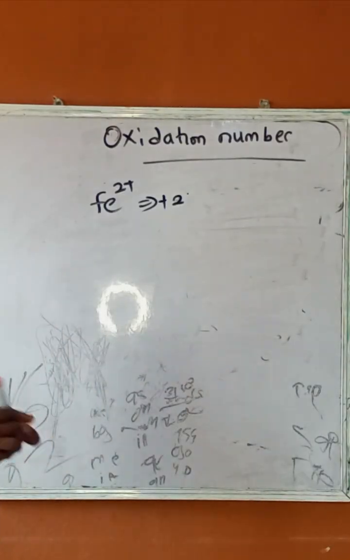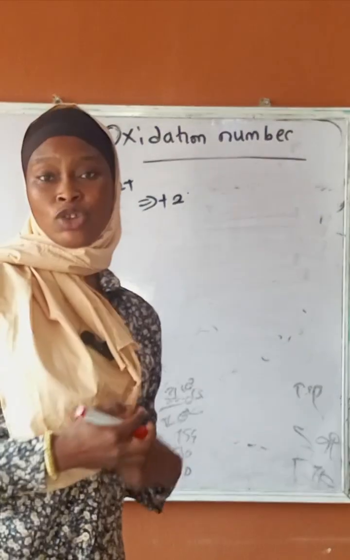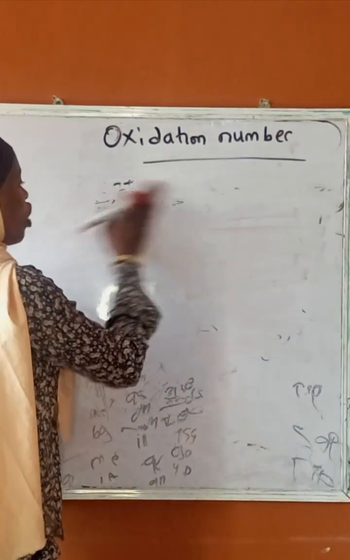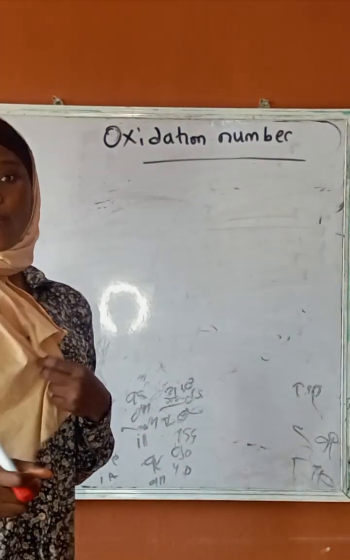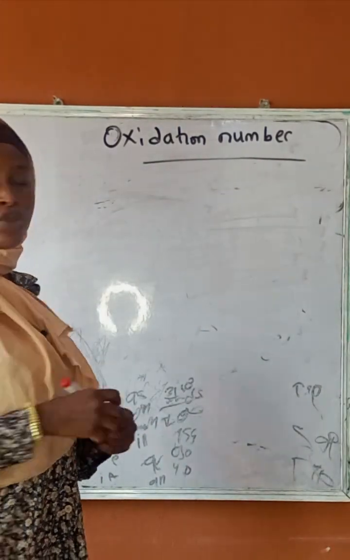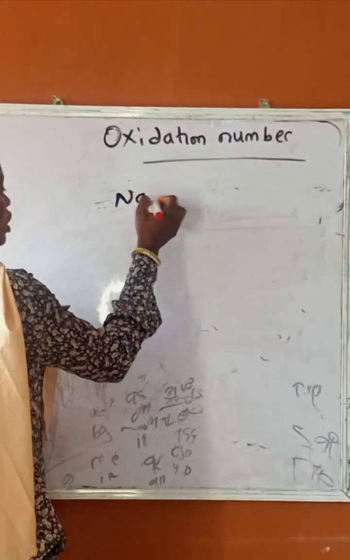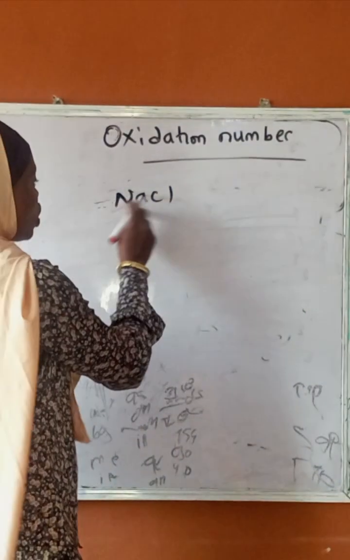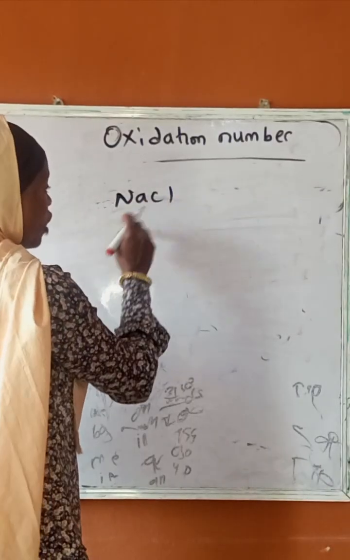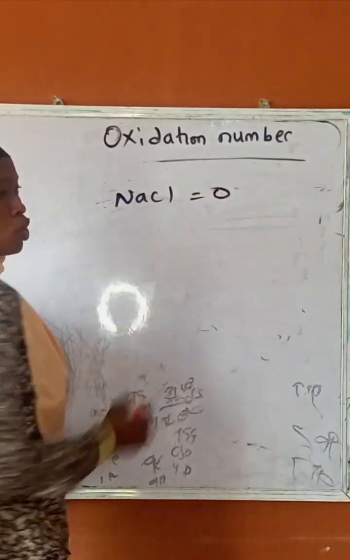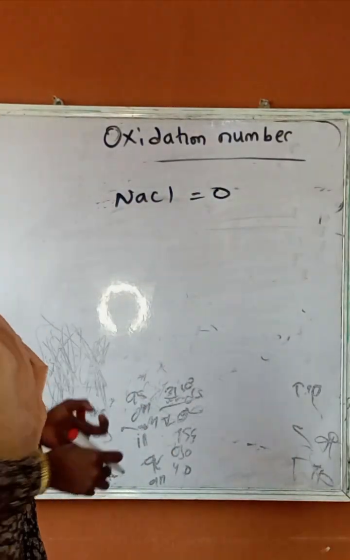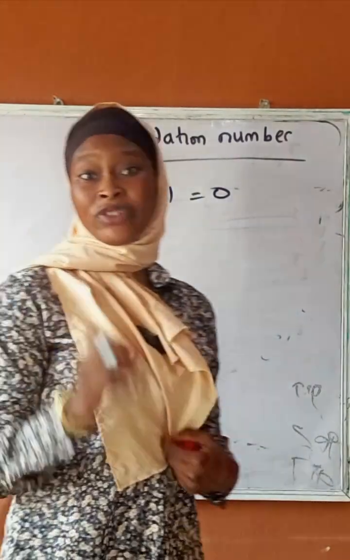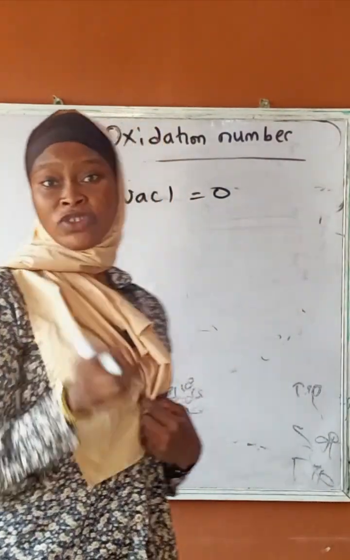So there are some rules guiding the writing of oxidation number. The first rule is that the overall oxidation number of the elements in a compound should be equal to 0. For example, this is a compound, sodium chloride. The summation of the oxidation numbers of all the elements in this compound should be equal to 0. Another rule is that all elements in their free state have an oxidation number of 0.